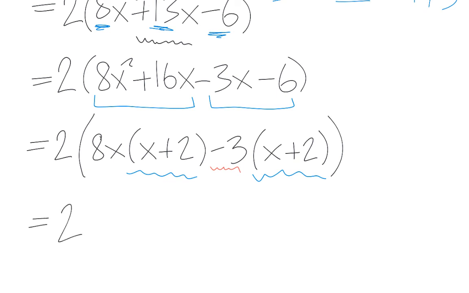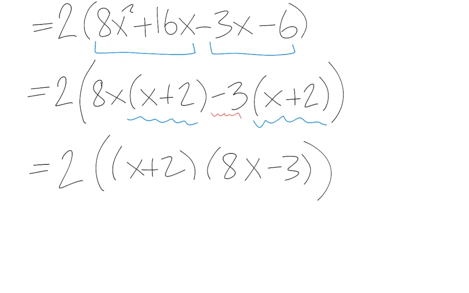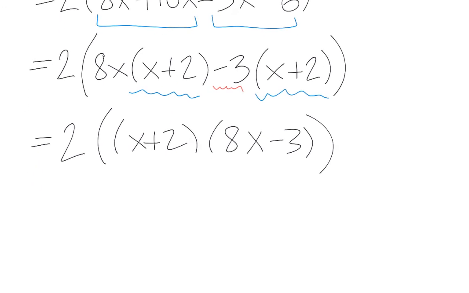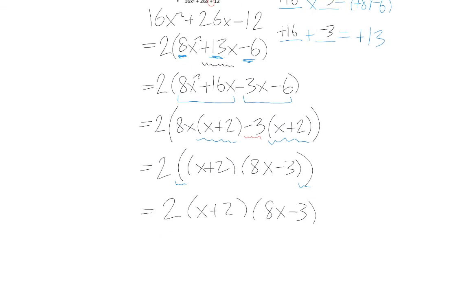Anyways, at this point, you want to factor out the binomial that is common here, and that is x plus 2. That's going to leave me 8x minus 3. We can close the brackets. You should realize at this point that those outer brackets are completely unnecessary, and I'm just going to simplify this to 2 multiplied by x plus 2 multiplied by 8x minus 3. And we've just factored our quadratic expression.